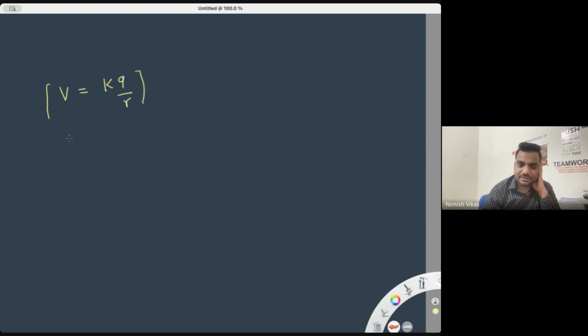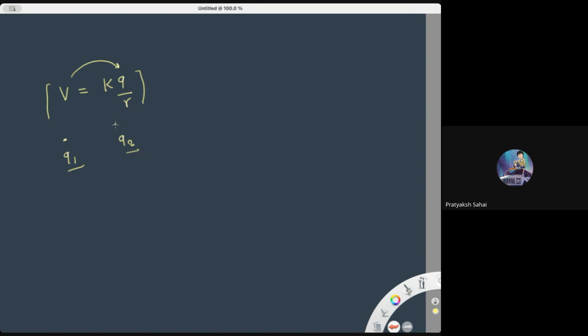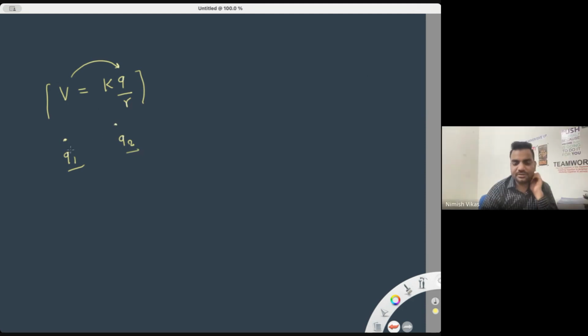Basically, it means that if there is a charge, there is a potential. Potential comes from the charge only. You can see from this formula that V is proportional to Q. More charge, more potential. But what if we have two different charges, Q1 and Q2? It is similar to gravitational potential. If you have two different charges Q1 and Q2, then you will have two different potentials V1 and V2, right? Correct?